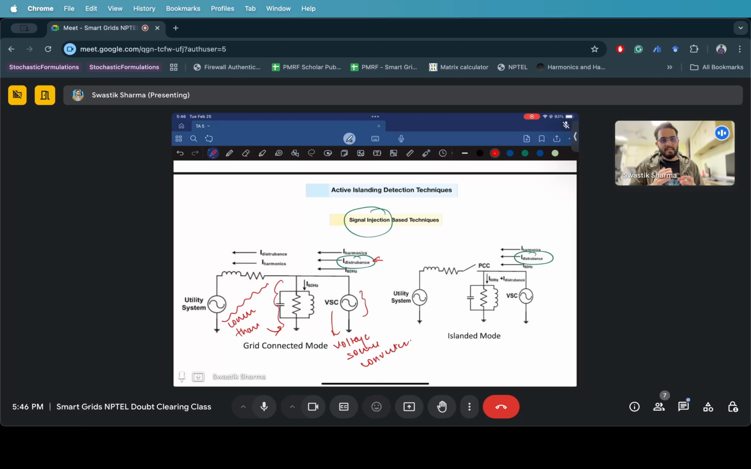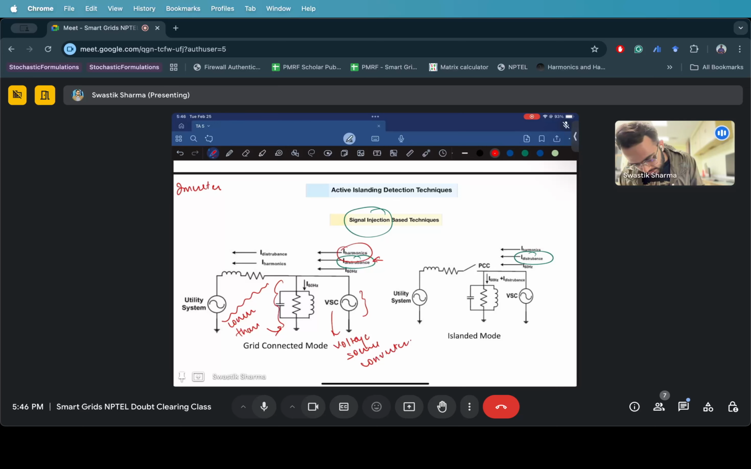So what will happen is the main grid will take in this disturbance and will help in overall operation of your microgrid, right? So this disturbance, along with the harmonics produced by the inverter, let me touch upon this as well.